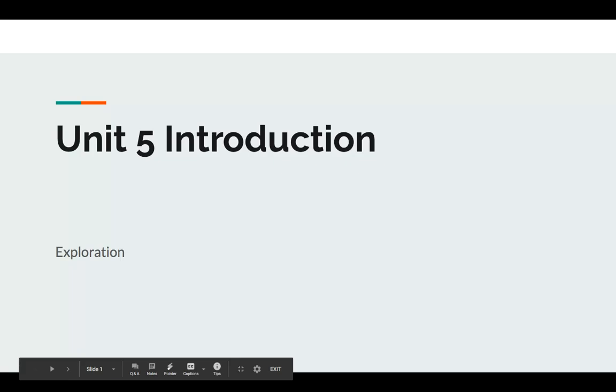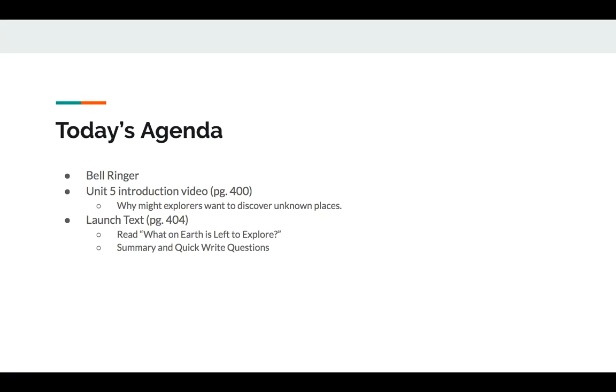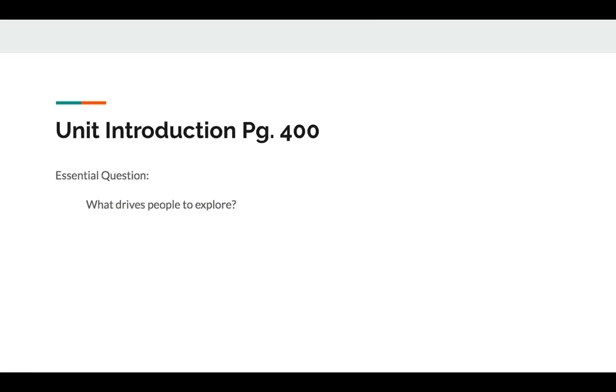Today for English, we are going to be looking at unit number 5, which is exploration. If you have your textbook available with you, it is going to be starting on page 400. Today, along with the bell ringer, we'll be starting on the unit 5 introduction video along with the launch text. That can be found on page 400 and then 404 in your textbook.